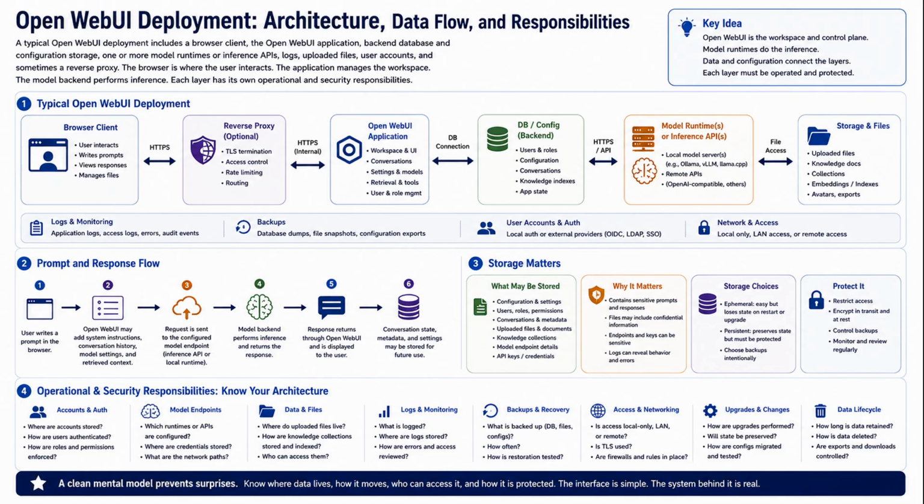A typical OpenWebUI deployment includes a browser client, the OpenWebUI application, backend database and configuration storage, one or more model runtimes or inference APIs, logs, uploaded files, user accounts, and sometimes a reverse proxy. The browser is where the user interacts. The application manages the workspace. The model backend performs inference. Each layer has its own operational and security responsibilities.